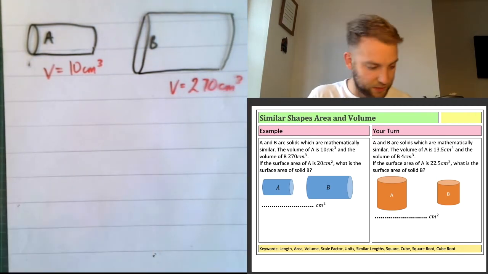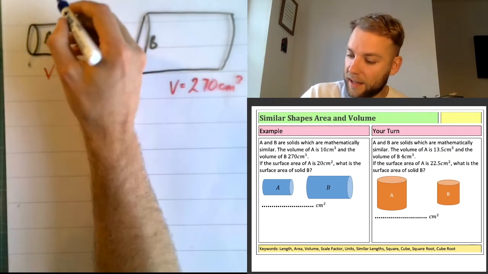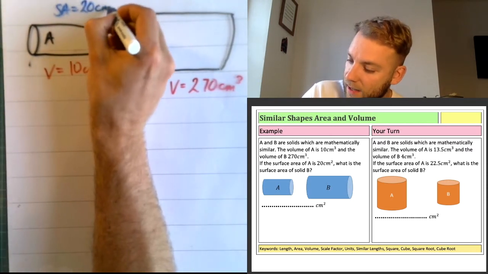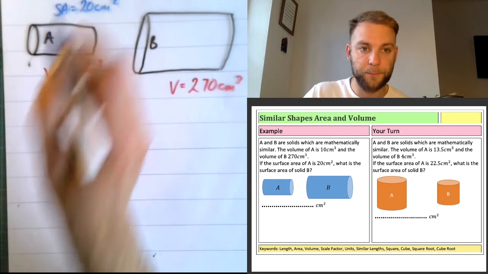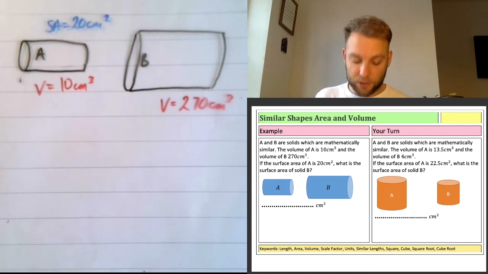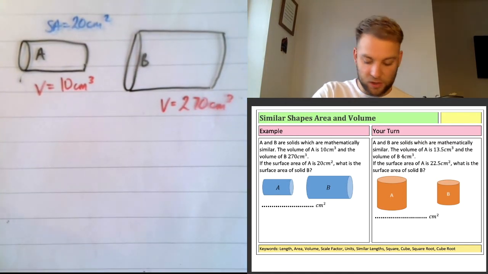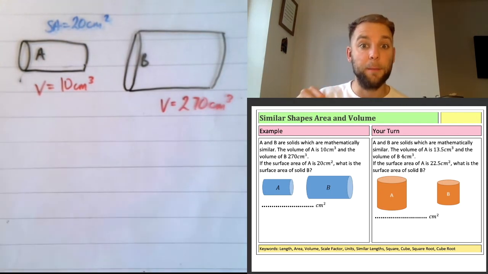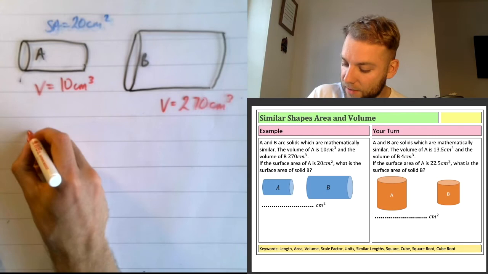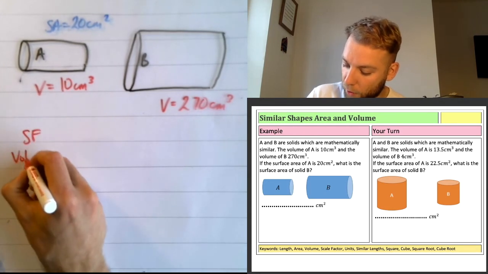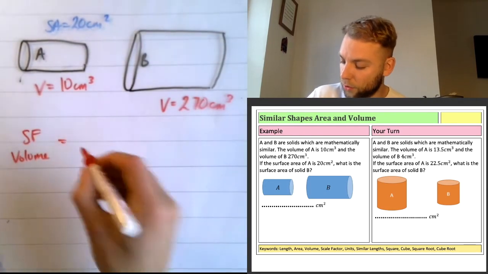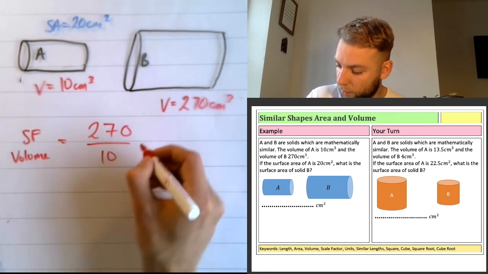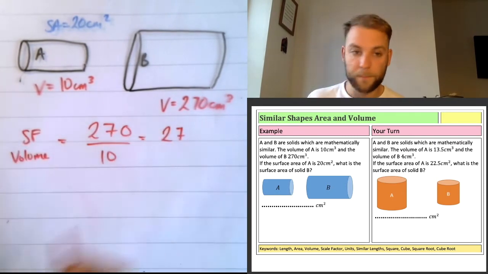And you're asked to find the surface area, and you were told the surface area of A is equal to 20 centimeters squared. So again, similar to the other ones, we do not know any lengths, so the only two similar things we've got are the similar volumes. So I can work out the scale factor for the volume, which is equal to your larger similar volume divided by your smaller similar volume, which gives you 27.